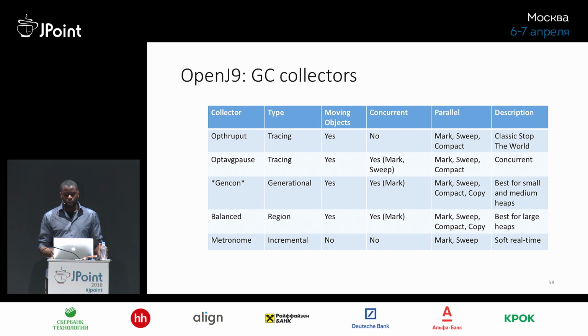Metronome has very small incremental GCs. So the pause times are very small, which means there's low latency for the application. So it's really good for soft real-time applications. Charlie's doing a talk tomorrow, and he'll go over this in much greater detail. We'll be talking about the GC policies that OpenJ9 offers. So if you're interested, I encourage you to go to his talk.